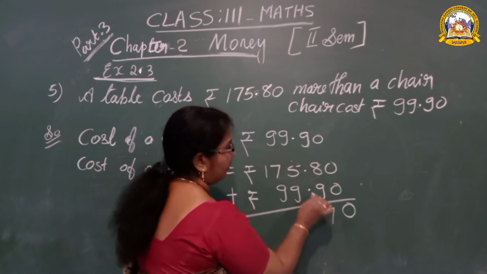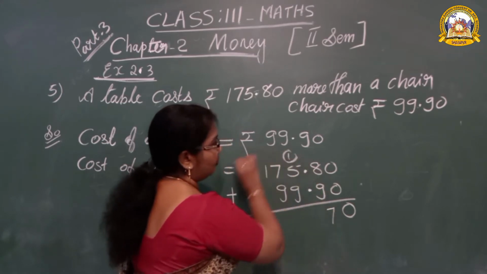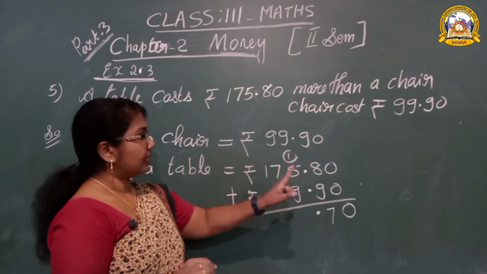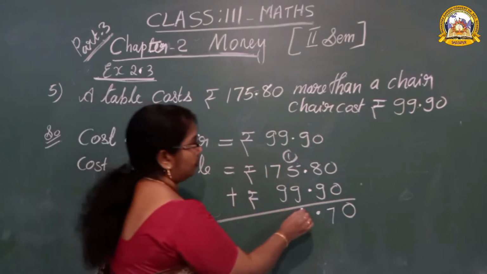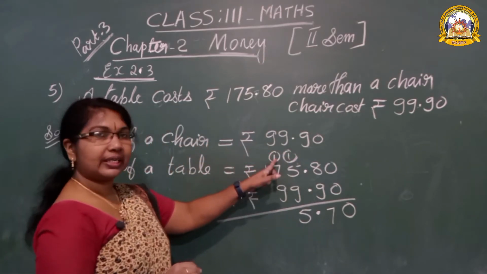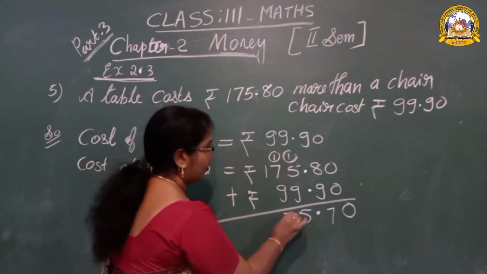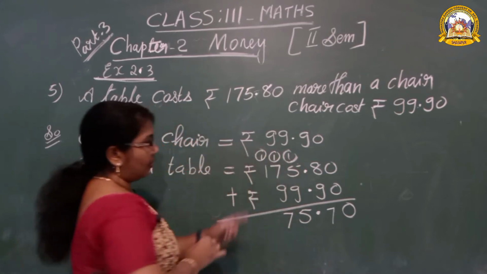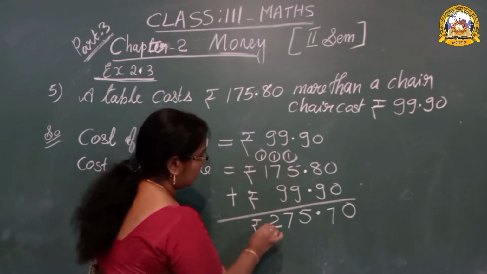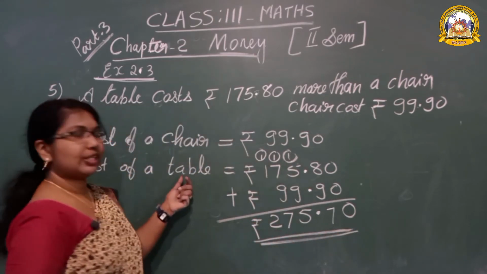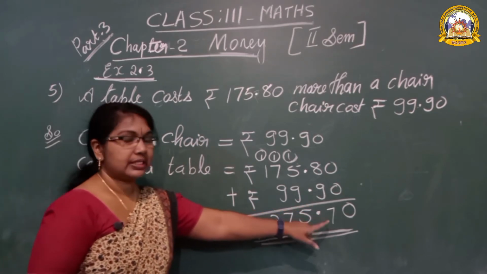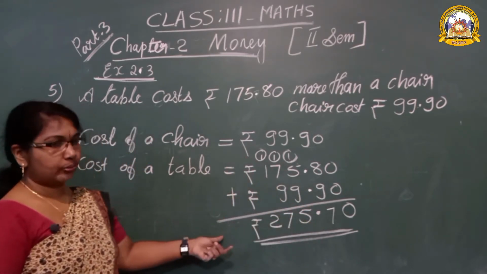0 plus 0, 0. 8 plus 9, 17. Carry 1. Put the dot here. 9 plus 1, 10. 10 plus 5, 15. Carry 1. Again 9 plus 1, 10. 10 plus 7, 17. Carry 1. 1 plus 1, 2. Here you should write 2. This is the symbol. Can you say what is the cost of the table? 275 rupees 70 paisa is the cost of the table.